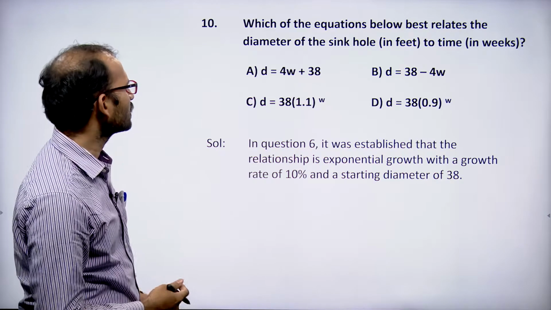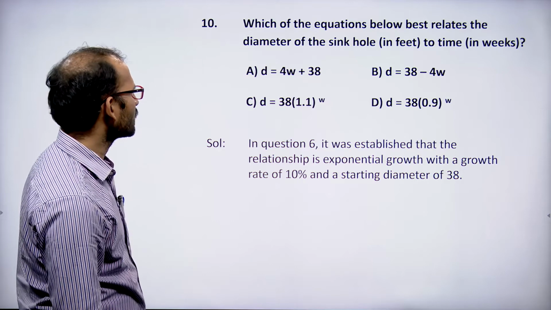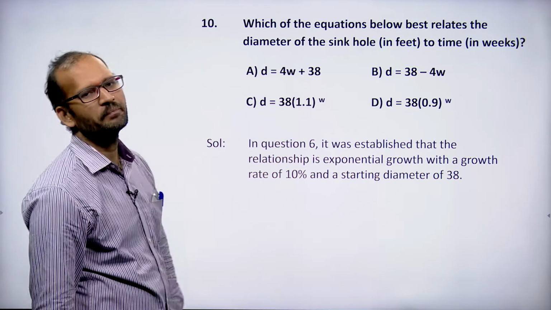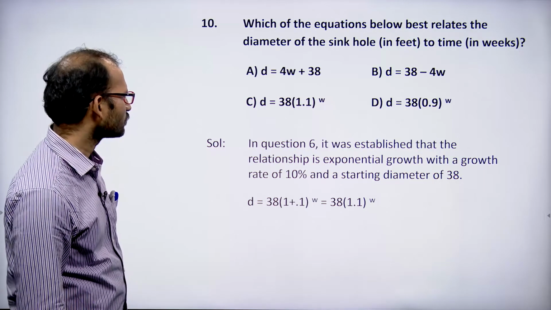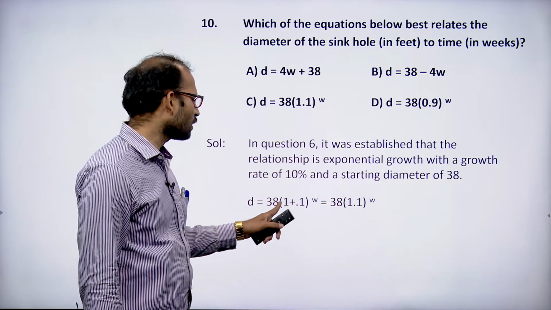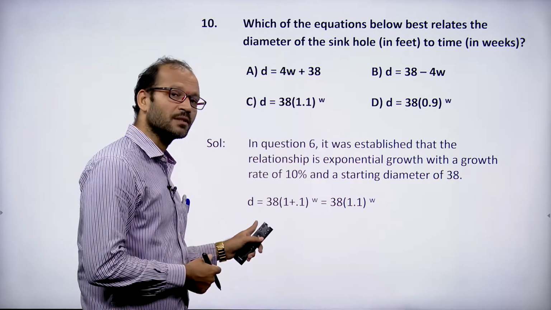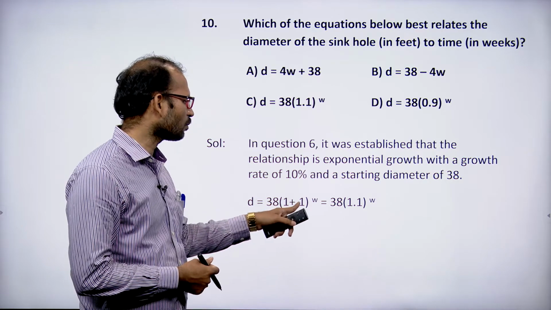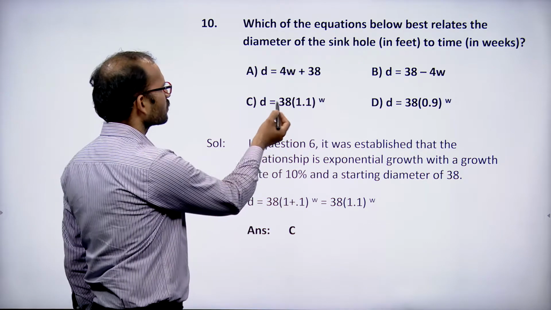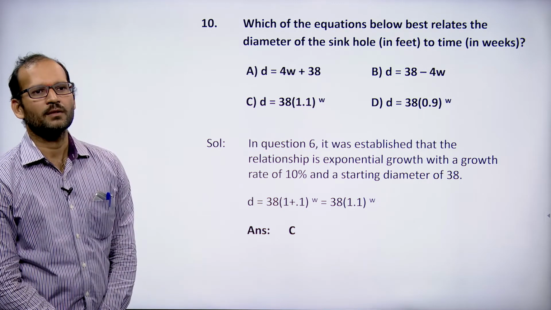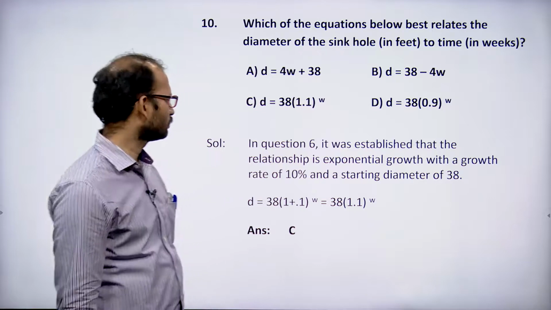Now see, in the previous question it was established that the relationship is exponential growth with a growth rate of 10%, starting with a diameter of 38. So the diameter of 38, every time 10% is increasing, right? So D equals 38 times (1 plus 0.1) to the power W, exponential growth. So which option will give you this? C, 38 times 1.1 to the power W, that gives you the growth equation. W represents the number of weeks, right?